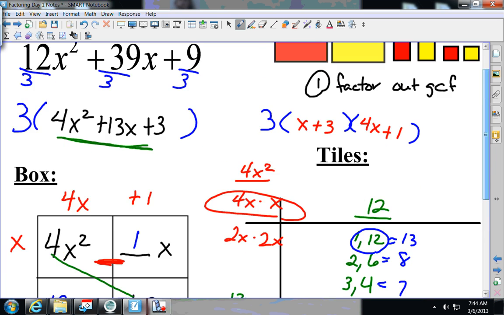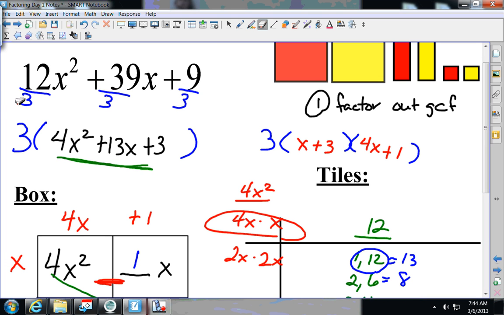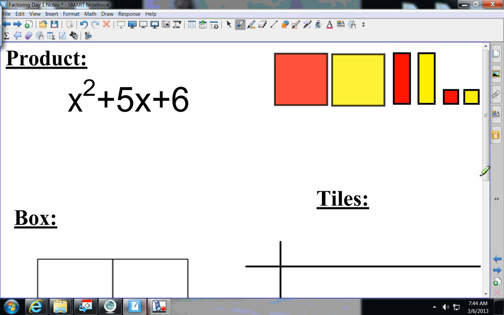To check it, you would put this original problem up here into y1, what you believe the answer is into y2. Second graph, and y1 and y2 should be the same. All right, erase your boards. Let's try this one.